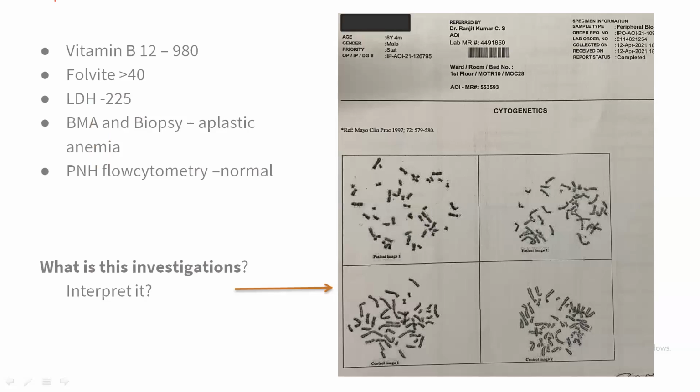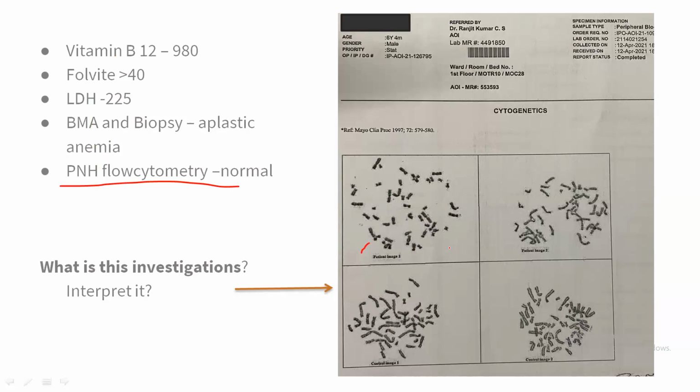So bone marrow, he had aplastic anemia, and the PNH workup, of course, we do for every aplastic picture. So it was found to be normal. Whereas we have to rule out the inherited bone marrow failure syndrome. So you need to do the mitomycin assay. If you see here, he had a triradiate or tetraradiate pattern. So this is nothing but Fanconi anemia.